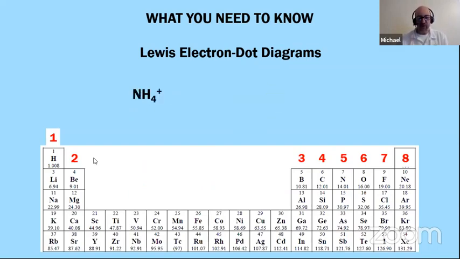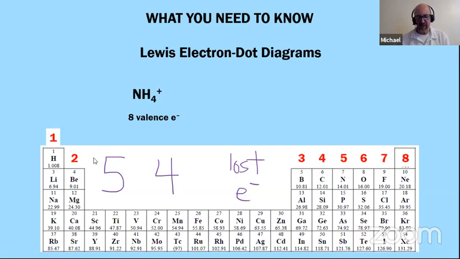Sometimes you have to draw the Lewis electron dot diagram for a molecule. Other times it's for a polyatomic ion like ammonium. So while nitrogen has 5 valence electrons and each hydrogen has 1 valence electron, 5 plus 4 is 9. But remember, the plus charge means that we lost an electron for this total, so it's actually 8 valence electrons.